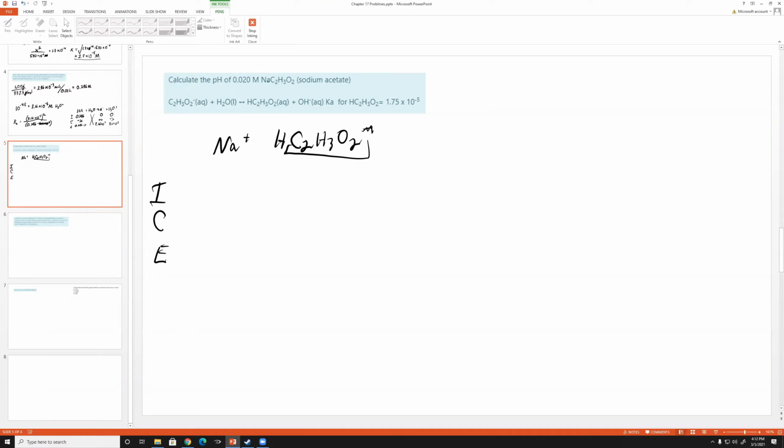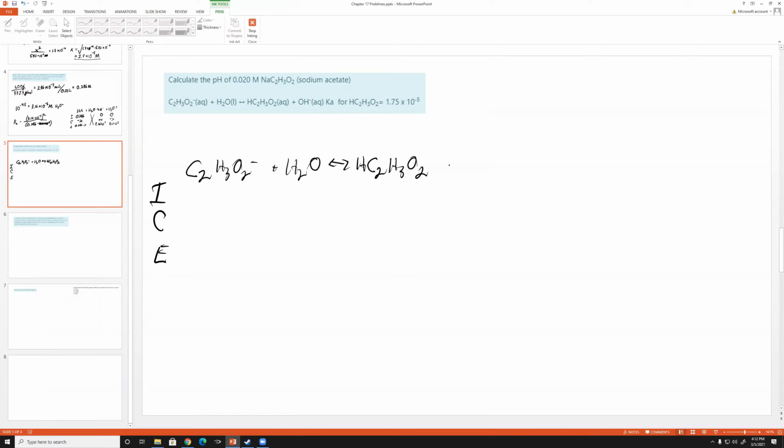So what we can do is have an ICE chart to show this behavior with a certain concentration. And using the Ka and ultimately figuring out the Kb for the sodium acetate, we can figure out the pH of the solution. So let's write the equation. C2H3O2 minus plus H2O yields HC2H3O2 plus OH minus. Now, the initial concentration of the sodium acetate is 0.02.